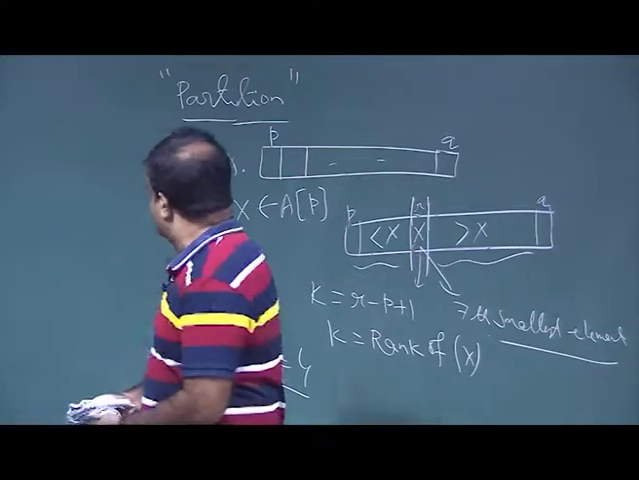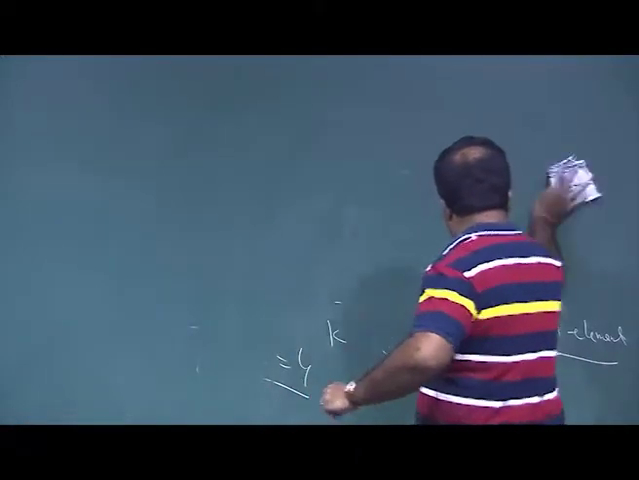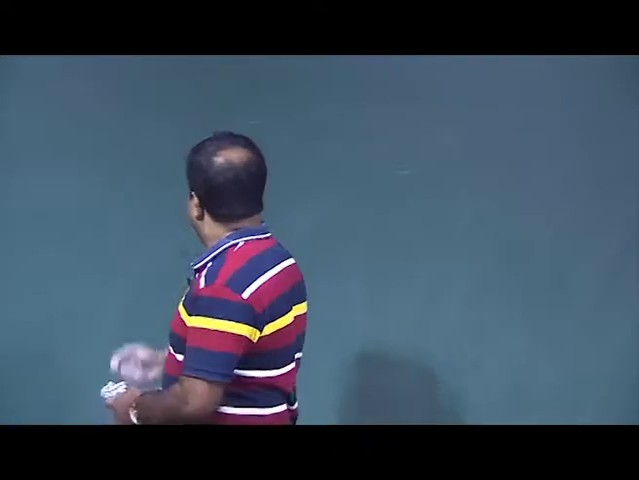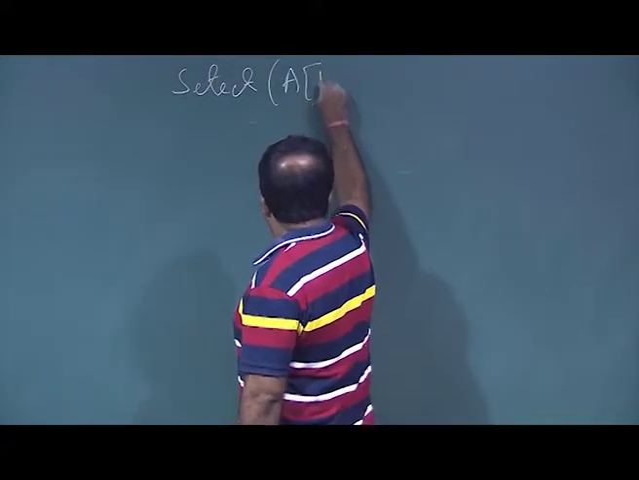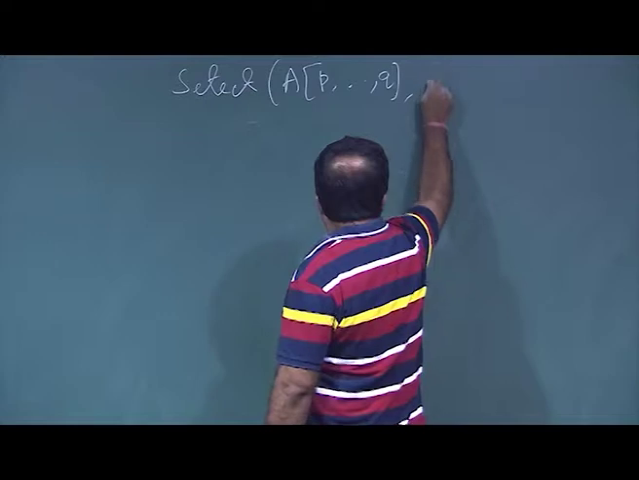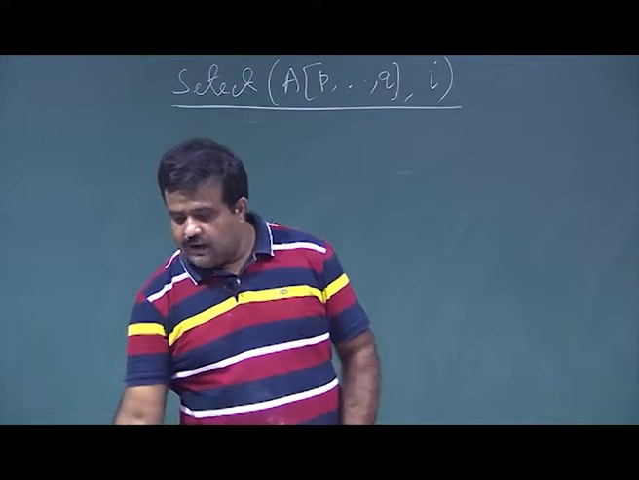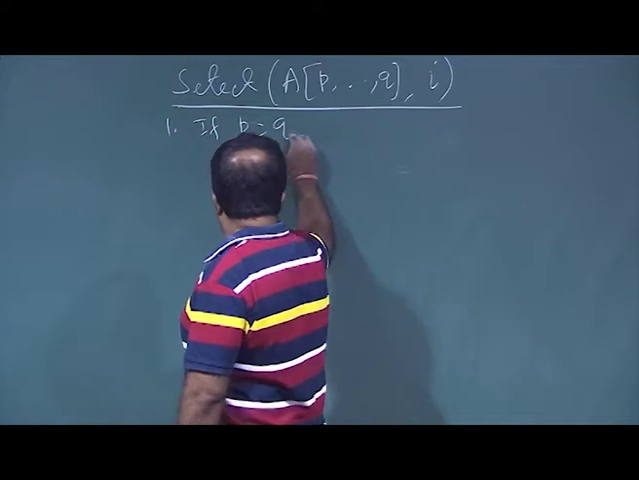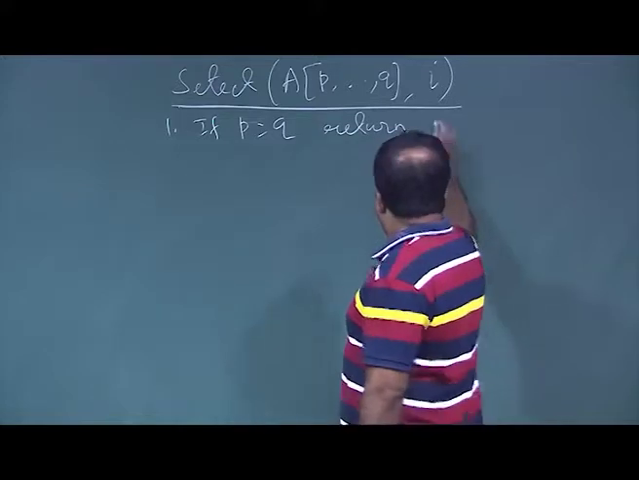This is what we call the select algorithm. So, select. What is the input? A, which is from P to Q, and i. Now if P is equal to Q, we stop and return A[P].